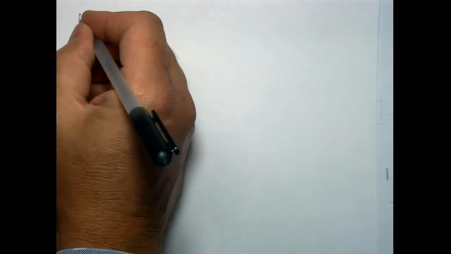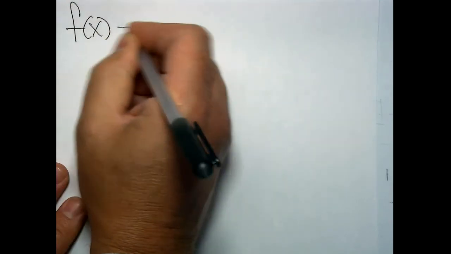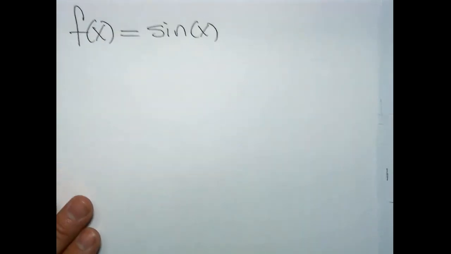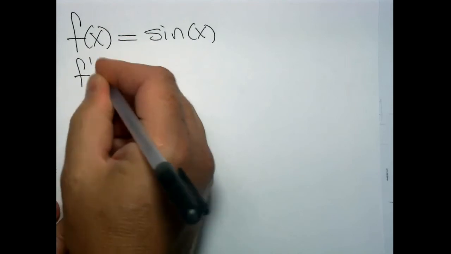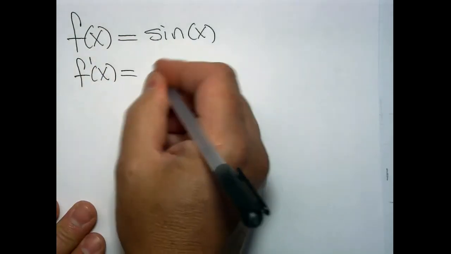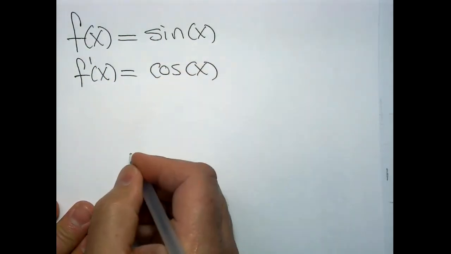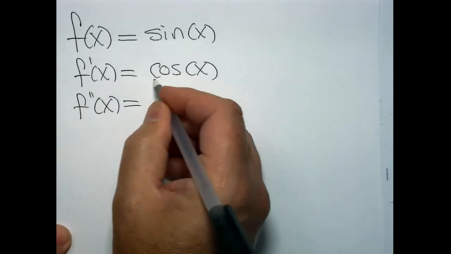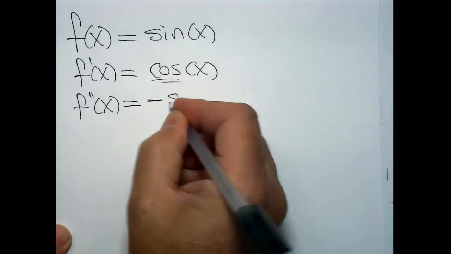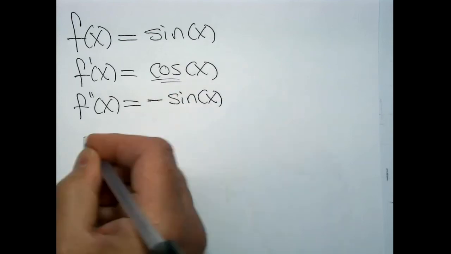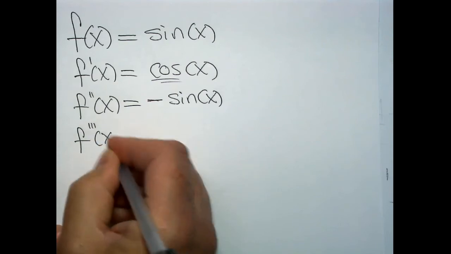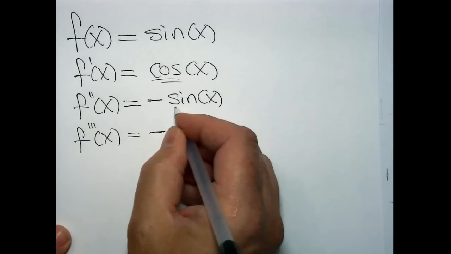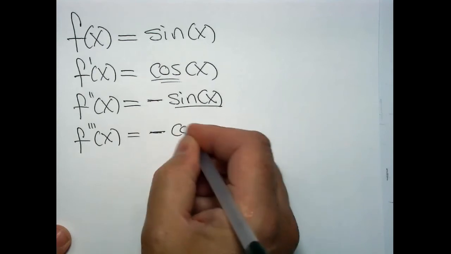How about this function? f of x is sine of x. My first derivative, f prime. We remember the derivative of sine is cosine. Second derivative. Well, let's see. The derivative of cosine is actually minus the sine. Third derivative. The minus is a minus 1 multiplier. It's along for the ride. And the derivative of the sine itself is cosine.